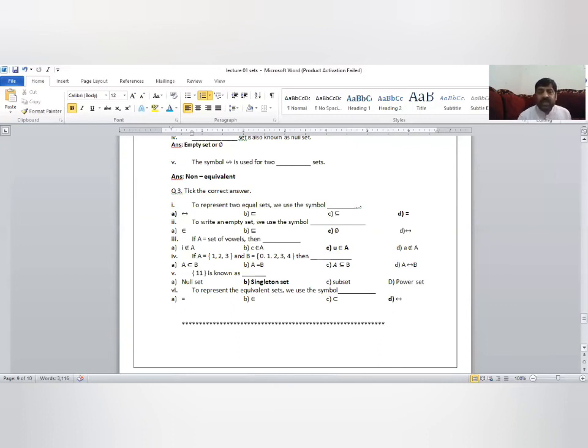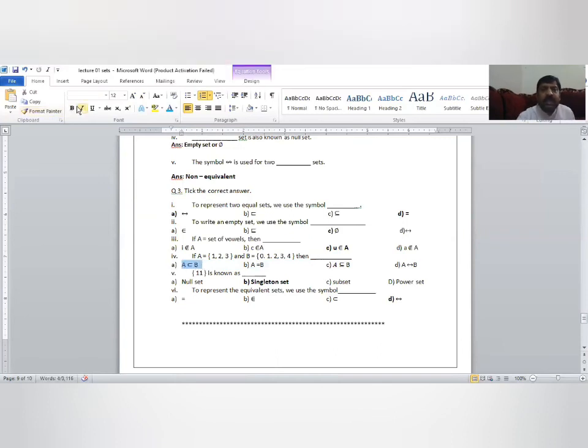After that, here are the two sets. We have to see what kind of relation they have. Dear student, here option number E is the right option, because it is the subset of A. Dear student, the given set consists of one element, so that's why it is a singleton set, option number B is right. To represent equivalent sets, we have option number D.